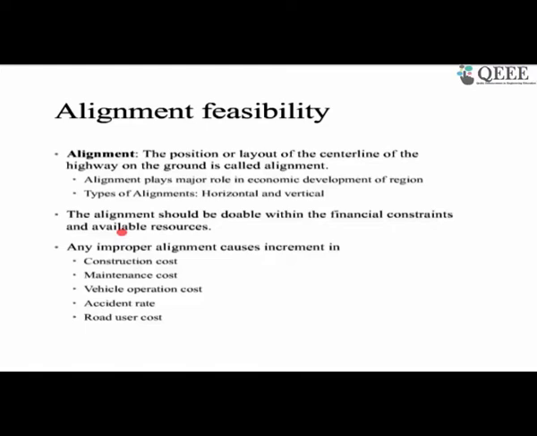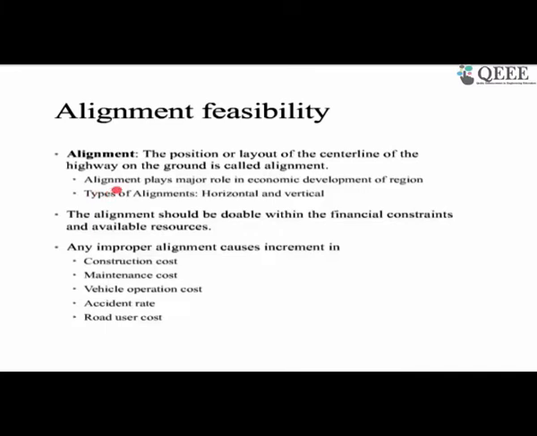And when we know that we need a road, the first thing we need to know is the alignment. Whenever we are talking about alignment, it is the position or layout of the center line of a highway on the ground, and this is what is going to define your roadway, which is going to connect two cities or two locations. It plays a major role in the economic development of the region. If your highway is passing through some location, it is definitely going to improve the economic and commercial development of that area. So it has a major role.